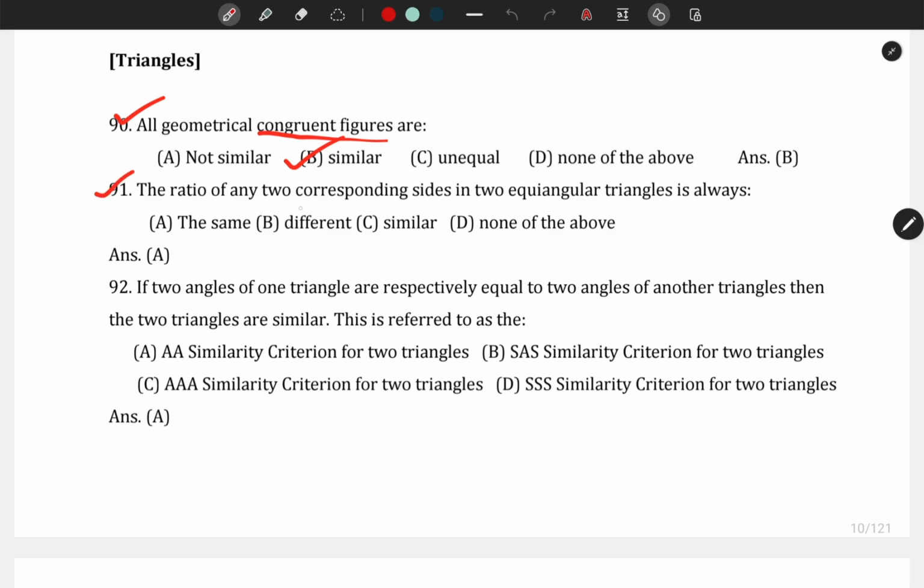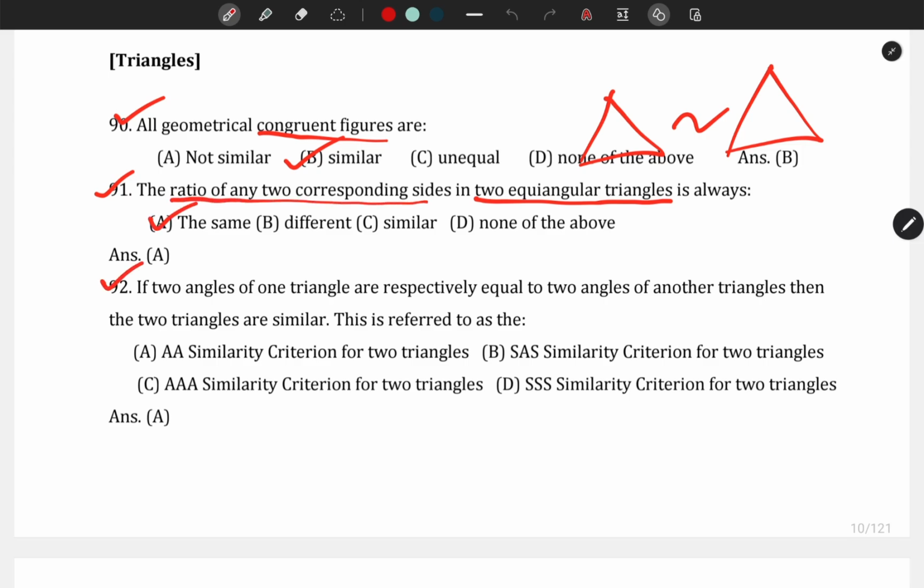Next question: the ratio of any two corresponding sides in two equiangular triangles. Two equiangular triangles means two triangles having all the angles equal. That means all the angles of one triangle are equal to all the angles of the other triangle. So if triangles are equiangular, that means they are similar, and if they are similar, the ratio of corresponding sides should be equal or the same.